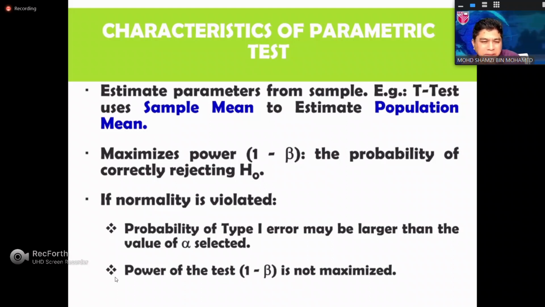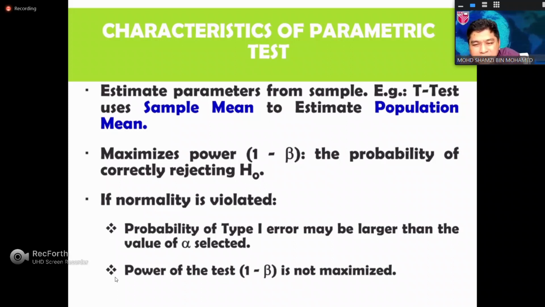Parametric tests can maximize the power. Power is 1 minus beta, which is the probability of correctly rejecting the null hypothesis. If you use a parametric test, it has more power than non-parametric if you compare between the two. But if normality is violated, for instance, maybe your distribution is skewed, what happens to the tail? The tail may be getting extended or getting larger, something like that.